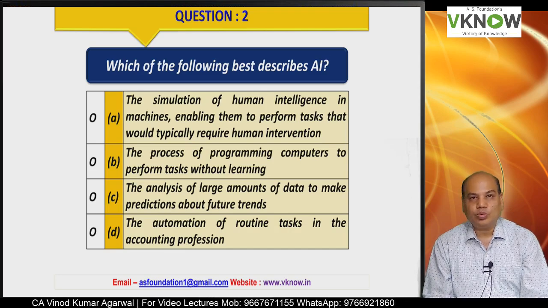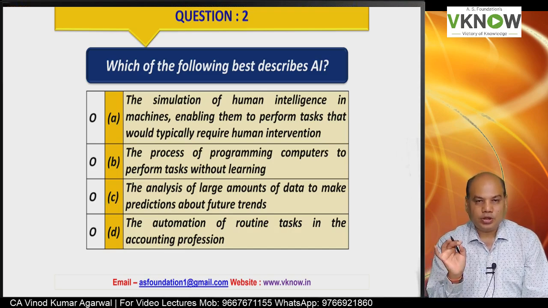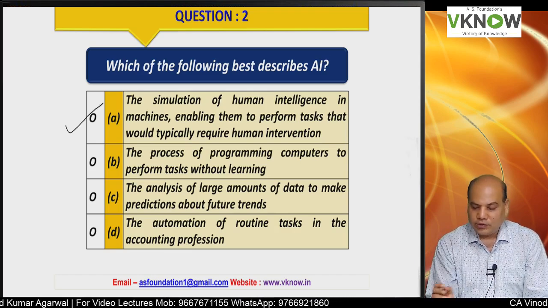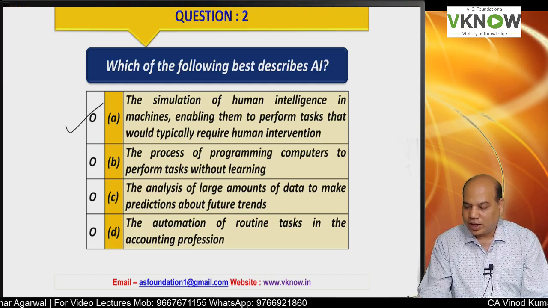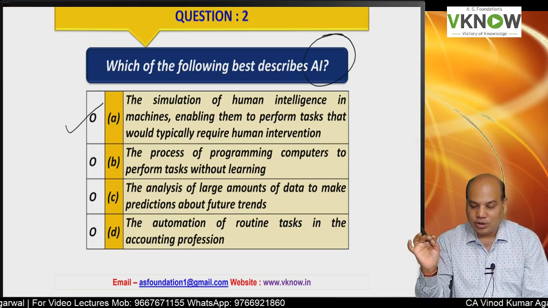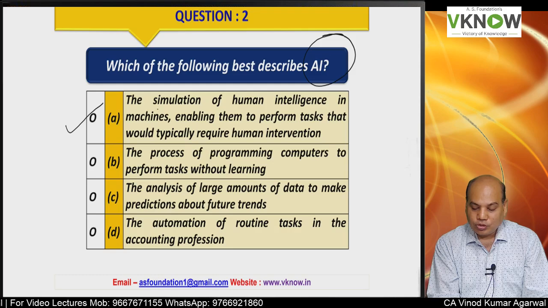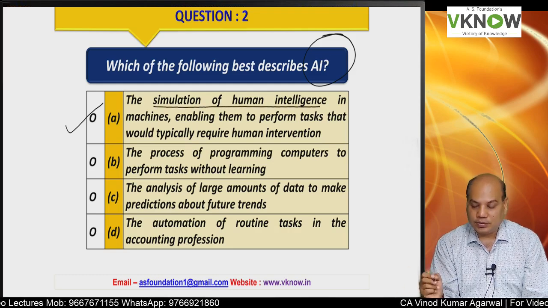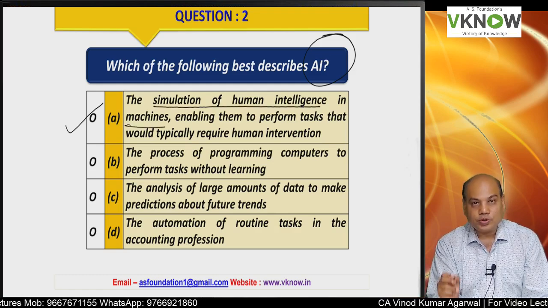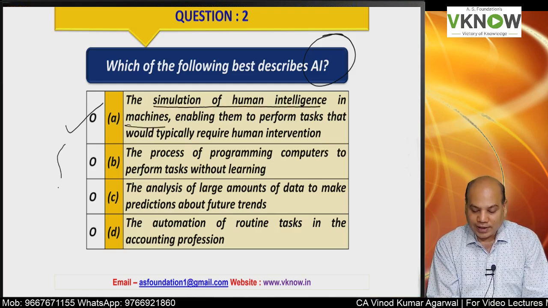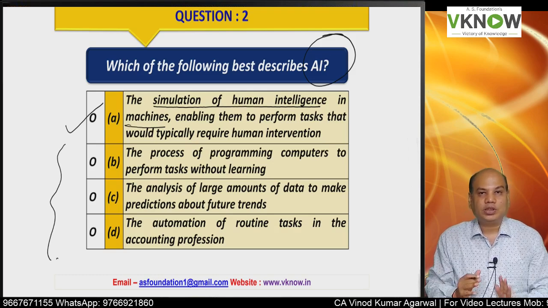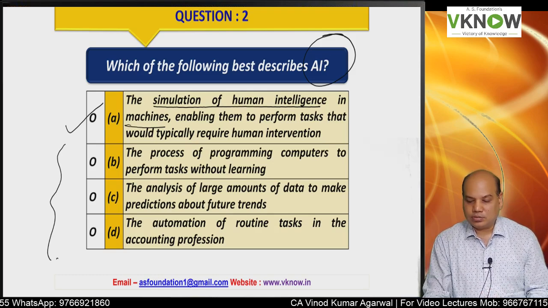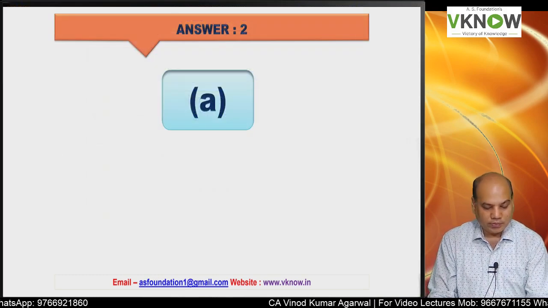If you think there are more than one correct answer, then you have to choose the best of the lot. So the best of the lot answer is A, the simulation of human intelligence. They are using the word intelligence, so you should choose this answer, simulation of human intelligence in machine. That is the best description of AI. These are other aspects relating to AI, but the best way to describe AI is simulation of human intelligence in machine. So please tick mark option A.